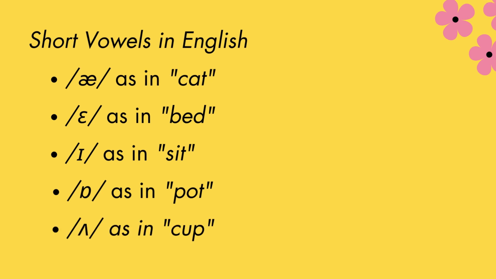Pot. The next sound is U, as in cup. Your mouth opens just a bit, and the sound is short and relaxed. Repeat. Cup. Finally, U, as in foot. This sound is short and made with rounded lips, but it's not as long as a regular oo sound. Repeat. Foot. Short vowels are typically brief, and mastering them will help with clear, natural pronunciation in English.